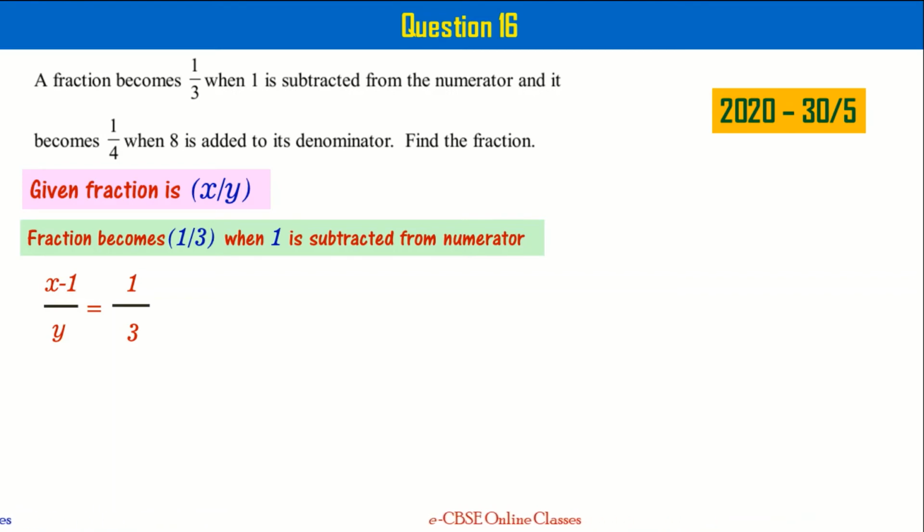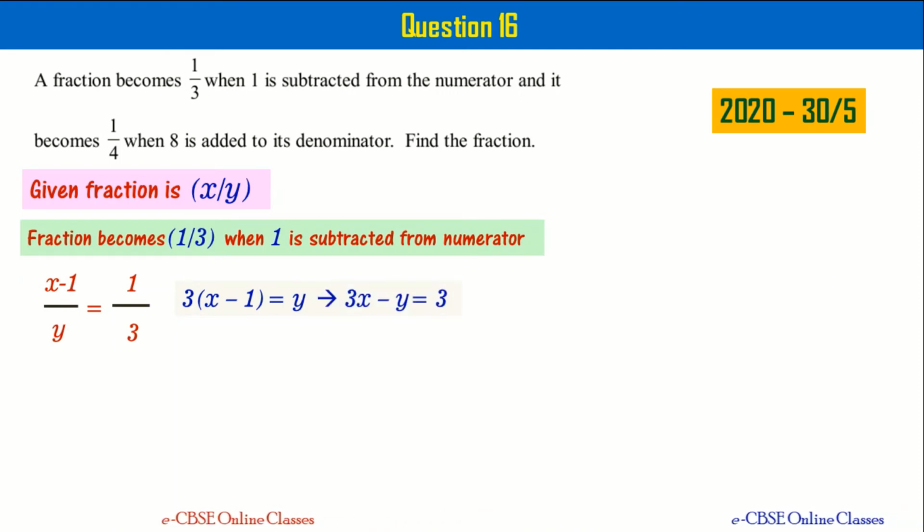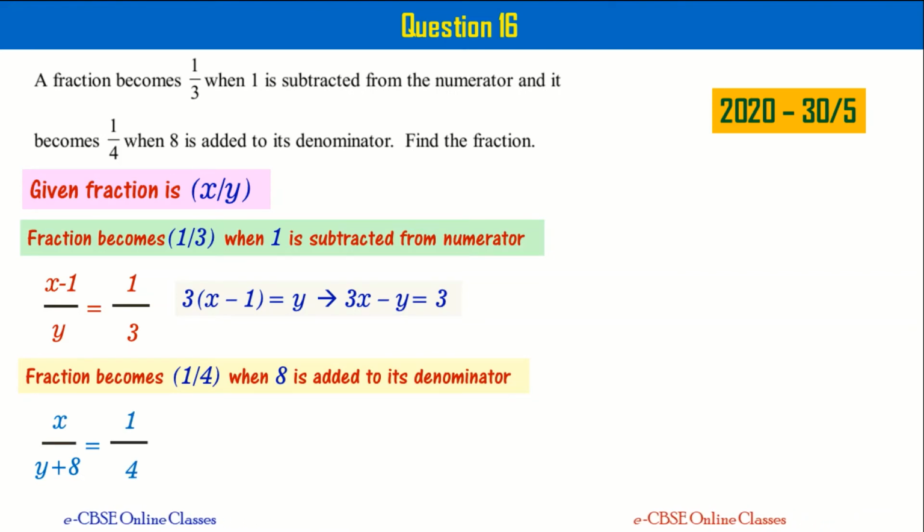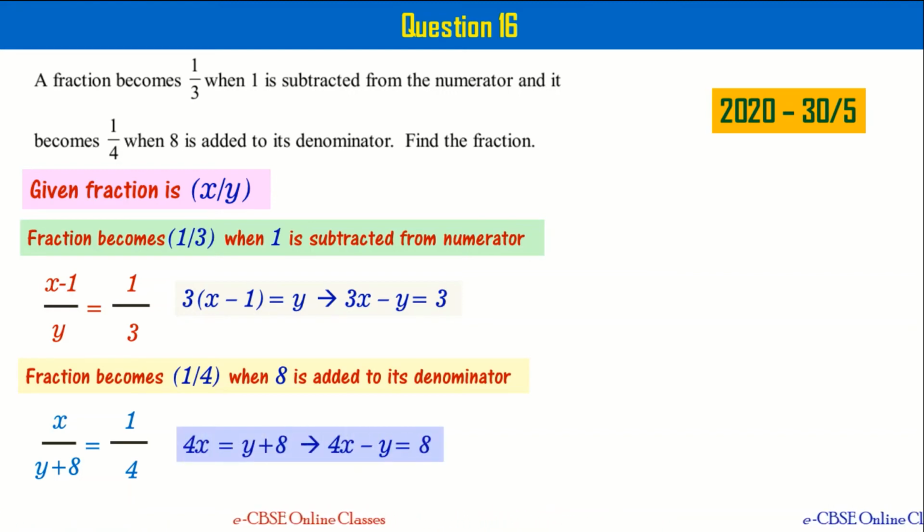You cross multiply the terms and rearrange such that you get an equation that is 3x minus y equal to 3. Let's go to the next statement, that is the fraction becomes 1 by 4 when 8 is added to its denominator, right? It means x by y plus 8 is equal to 1 by 4. Let's rearrange this and simplify it such that you get an equation that is 4x minus y equal to 8. We have to solve these two equations such that we get x and y, such that we can write the given fraction.